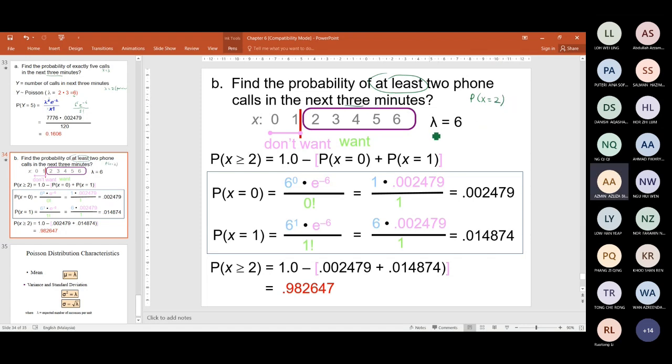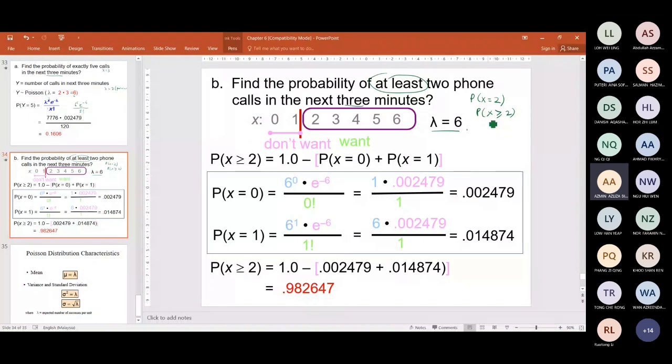3 minutes, just now we know lambda is 6, right? Because 1 minute is 2, so 3 minutes is 6. But now, it's not just x equal to 2. The question is not asking you what is the probability that exactly 2. The question asks you the probability that at least 2. So at least 2 means should be this one, right? At least 2, it can be more than that. 3, 4, 5, 6. Okay, maximum only 6.